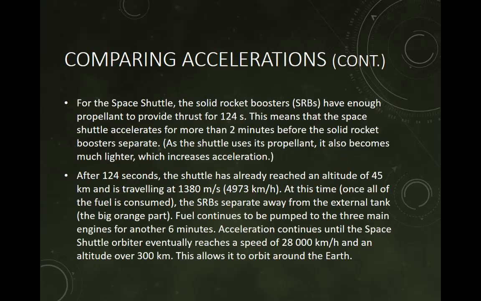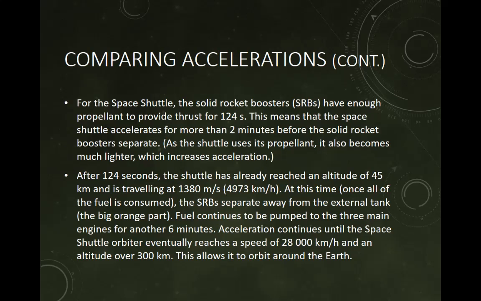We fire for longer when we take a look at the space shuttle, because these solid rocket boosters have enough propellant to last for 124 seconds. This means that the space shuttle accelerates for more than 2 minutes before the boosters separate. As the shuttle uses its propellant, it also becomes lighter, which also increases acceleration. By the time we've burned through that 124 seconds, the shuttle has reached an altitude of 45 kilometers and is traveling at about 1,380 meters per second.